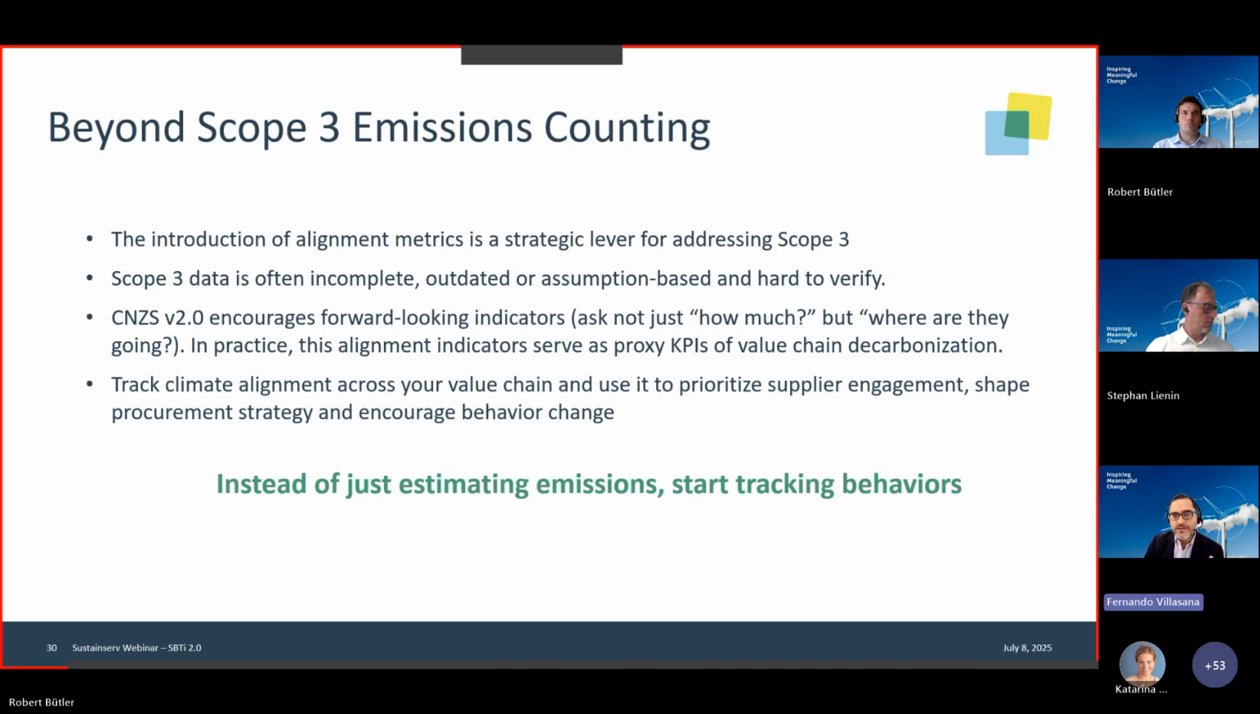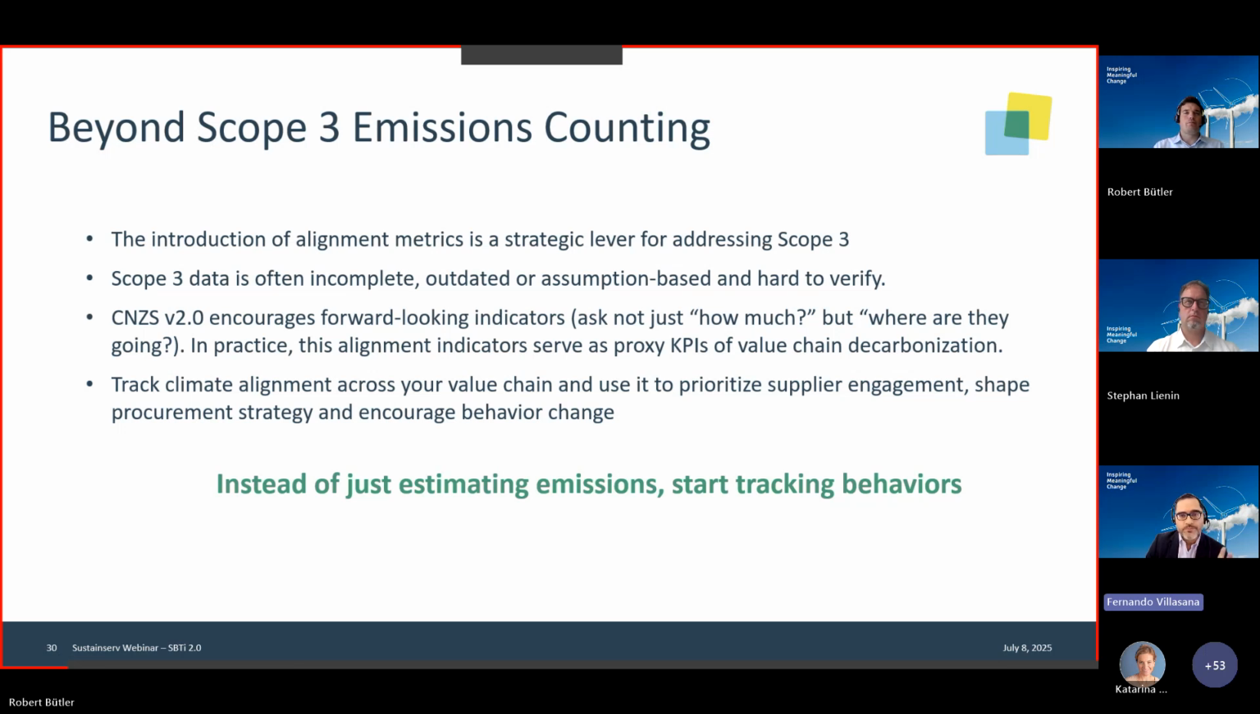For example, are they setting SBTs? Are they disclosing their emissions? Does their product and service offering align with an ambitious pathway or benchmark? And these are the alignment metrics that Robert was explaining. Do any of our suppliers already have a transition plan?